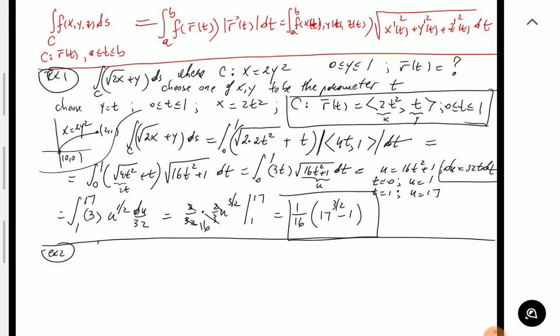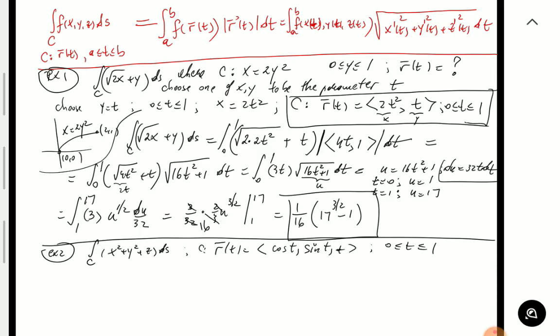So let's say I have to integrate the function x squared plus y squared plus z ds. And here the domain of integration, the curve, let's say it's given already in the parameterization form, parametric form. Let's say it's cosine of t, sine of t, and t. Again, with the domain between 0 and 1 for t.